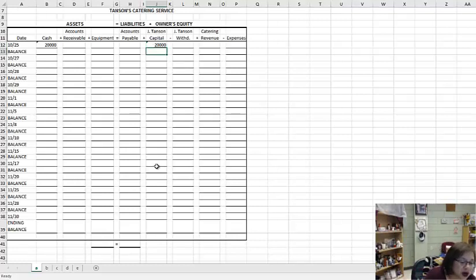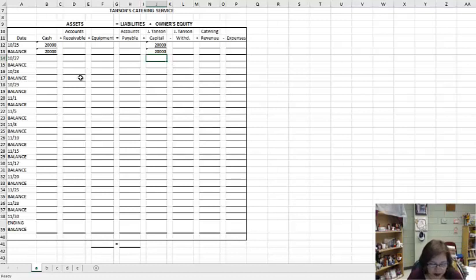Then the next one says bought equipment for cash from the Monroe Company, $2,300. Again, let's make sure that we have the balance here of $20,000, because that's what we did with this transaction, bringing everything down. Now, he went ahead and bought some equipment. All right, so what are we going to do here?